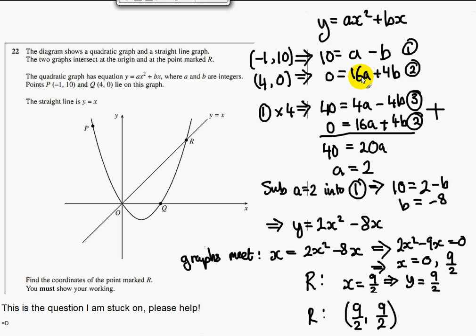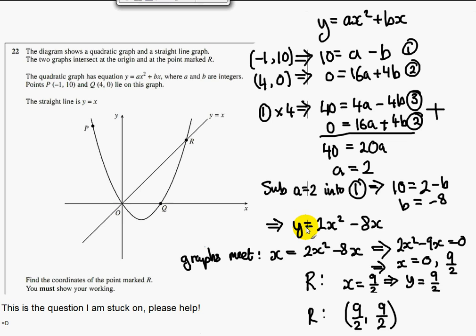And what you end up getting is simultaneous equations, straightforward simultaneous equations. I need to either add or take away, but I can't because nothing matches quite yet. So I'm going to times this one by 4 to get minus 4b. Now I've got minus 4b and plus 4b, add them together. That disappears, you get 20a equals 40, so a is obviously 2, and then I substitute a equals 2 back into this easy equation to work out what b is: minus 8.